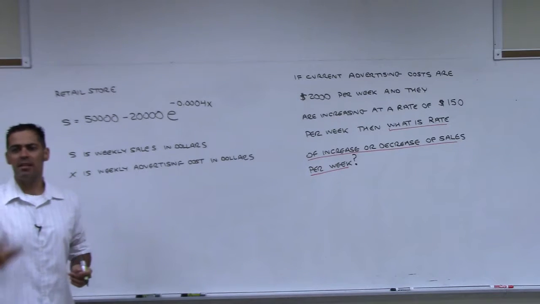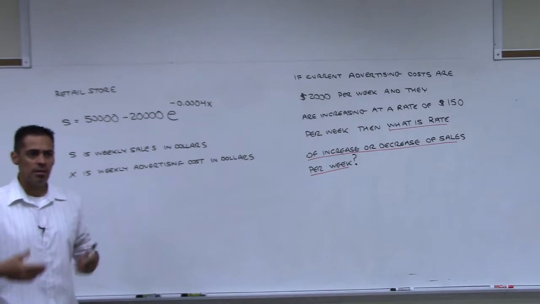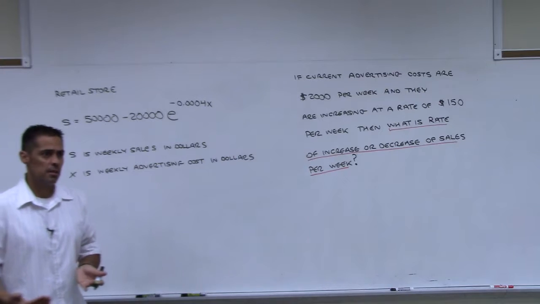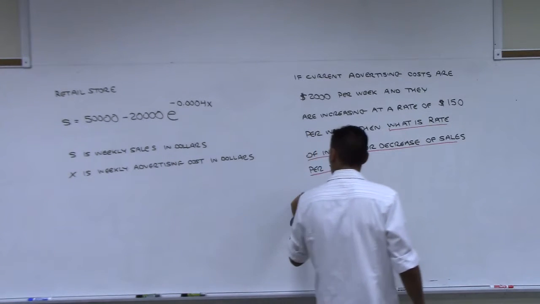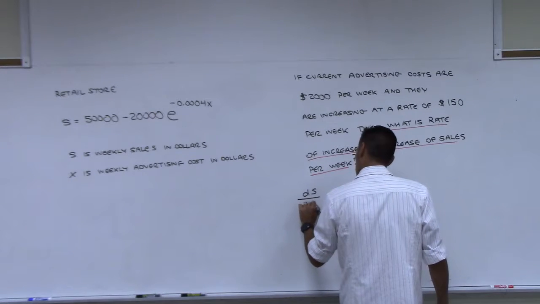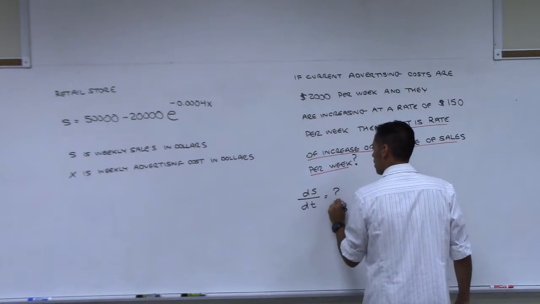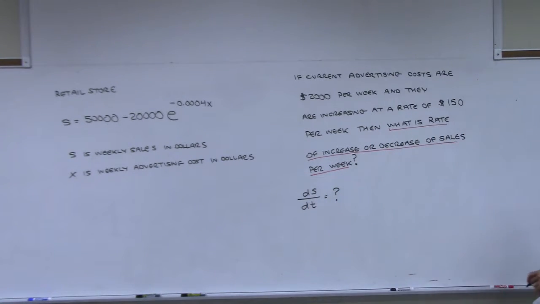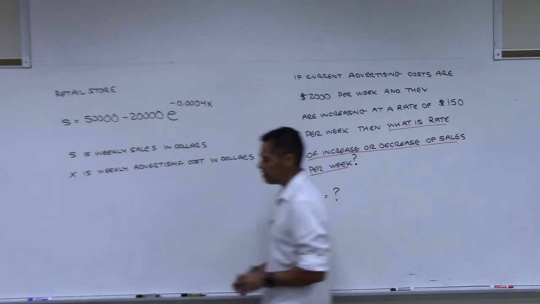ds/dt is what we want. We want the rate of change in sales per week. So ds/dt is what we want, so I'm going to put a question mark there. Do we know anything about any rates? Are we given any other derivatives in this?